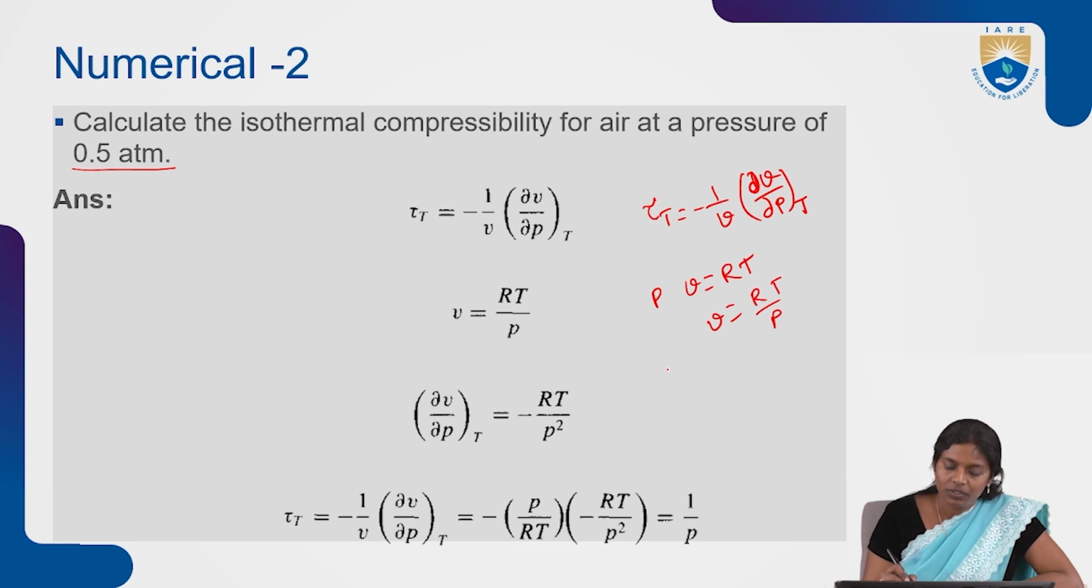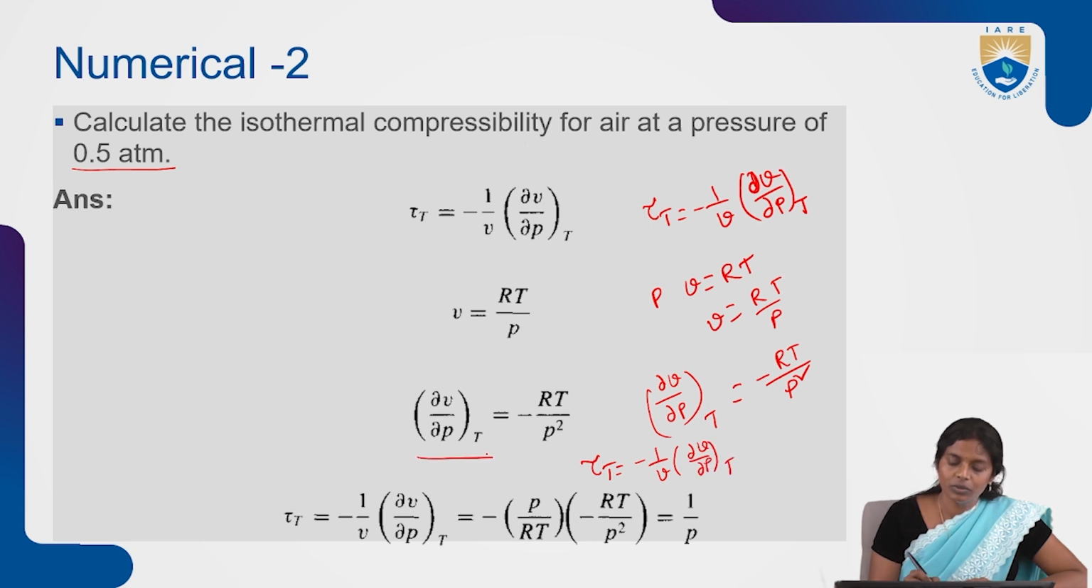So, if you are considering dou V by dou P at constant T, it equals minus RT by P square. We know tau T equals minus 1 by V, dou V by dou P at T. So we know dou V by dou P is nothing but minus RT by P square. We are going to substitute that inside the equation, and V we know as RT by P, right?